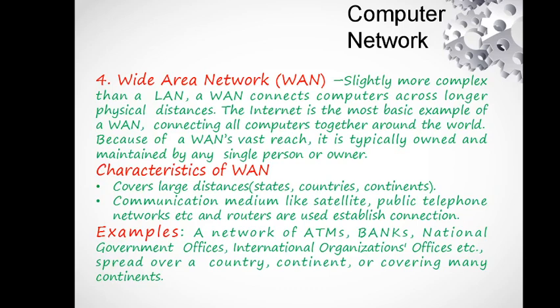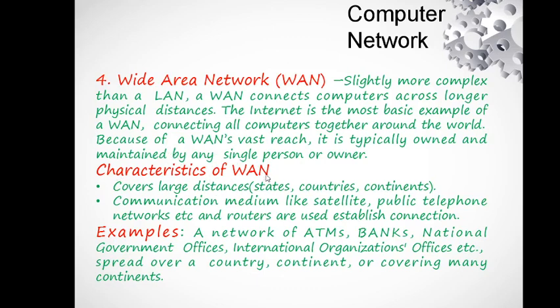The next is the wide area network. The area of a WAN is larger than the MAN, and we can say WAN is the largest network that can be used within a country or within a continent. Slightly more complex than a LAN, a WAN connects computers across longer physical distances. The internet is the most basic example of a WAN, connecting all the computers together around the world. Because of a WAN's vast reach, it is typically owned and maintained by a single person or owner.